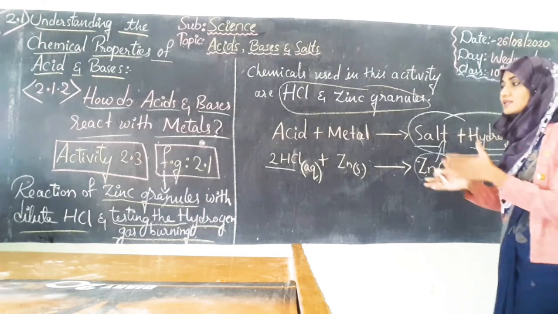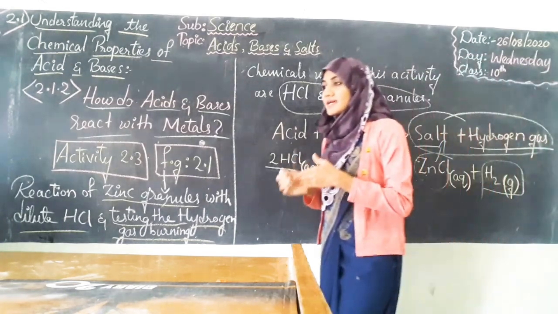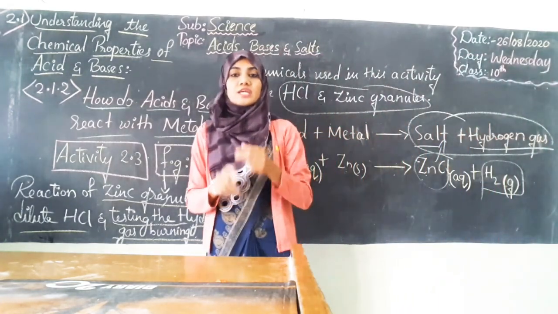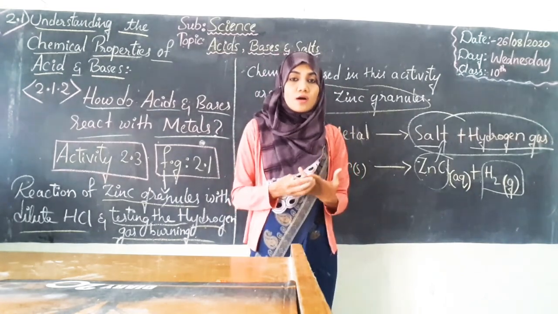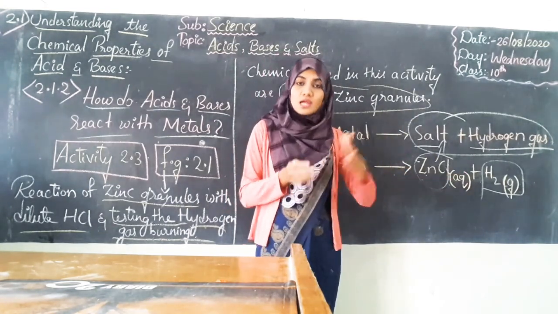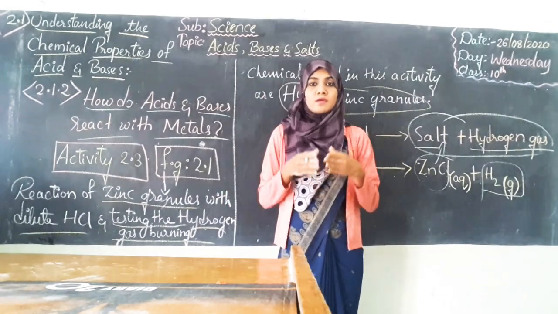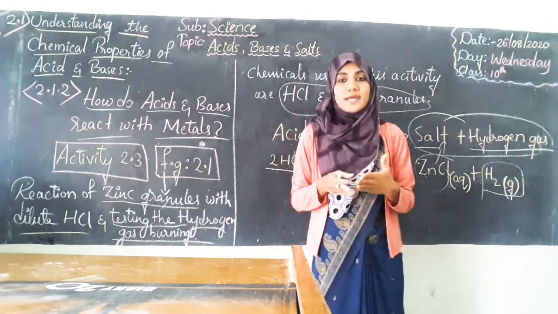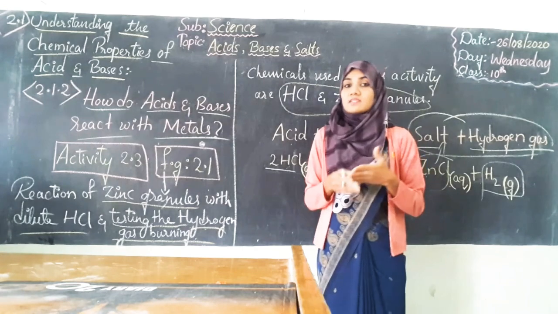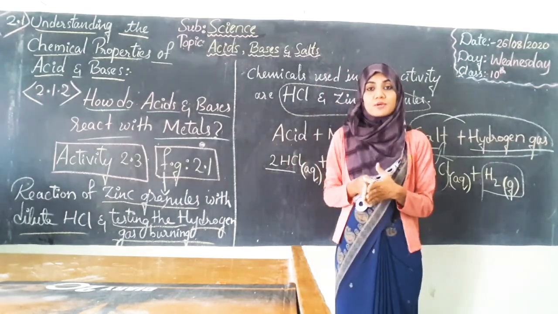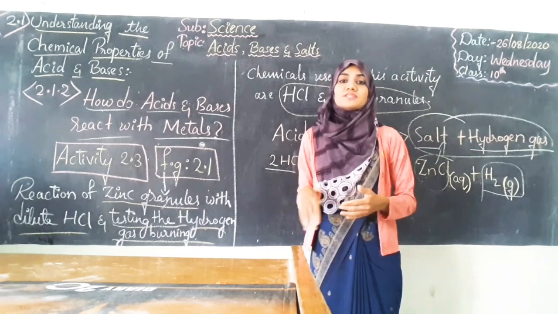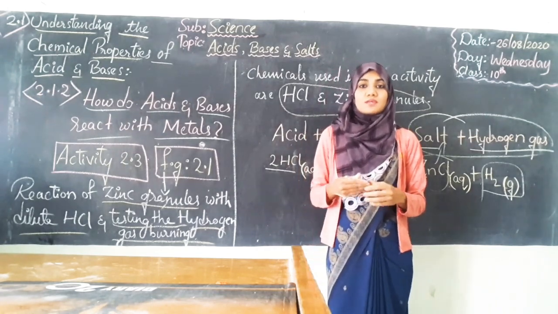Finally, to infer: when any acid reacts with a metal, it can form a salt with the liberation of hydrogen gas. Today we have conducted two activities to conclude the chemical properties of acids and bases. Further chemical properties of acids and bases we shall study in the next class. Okay, thank you.